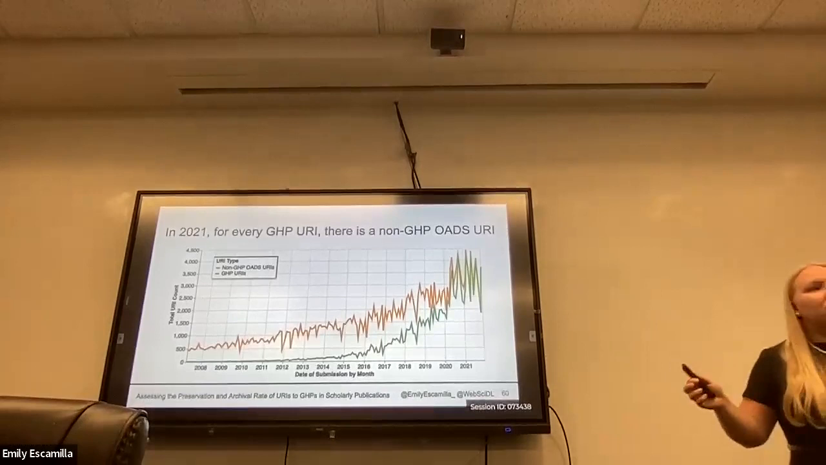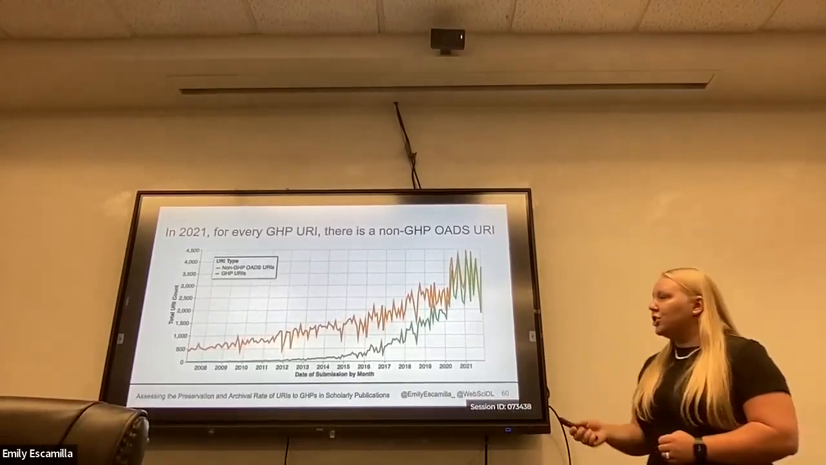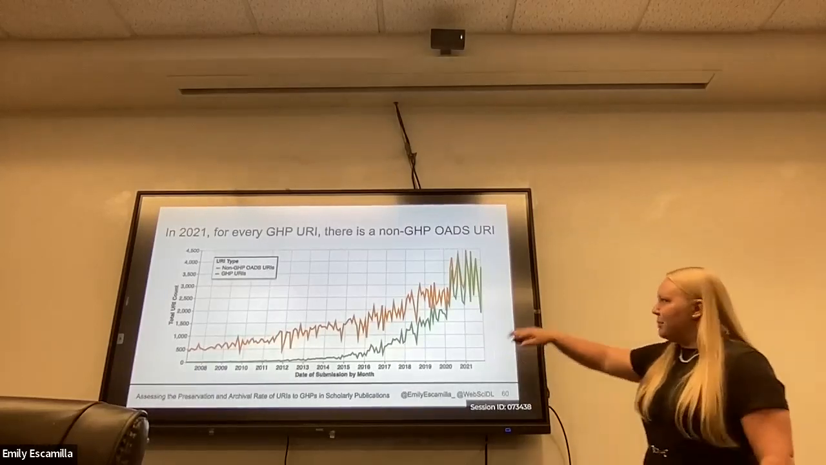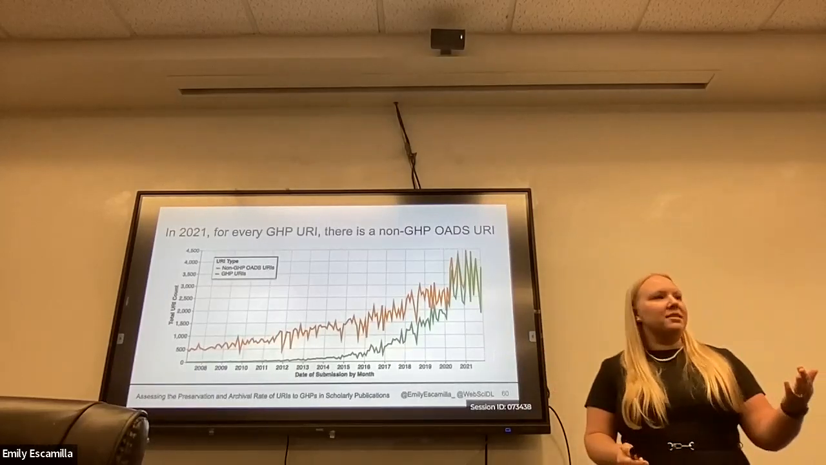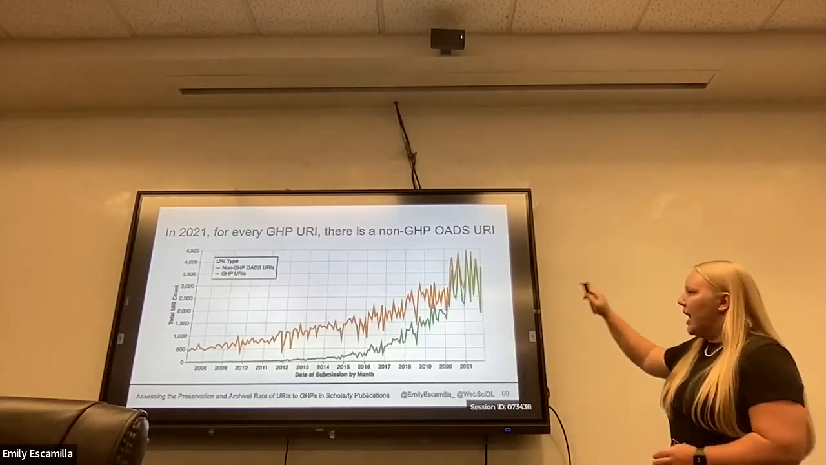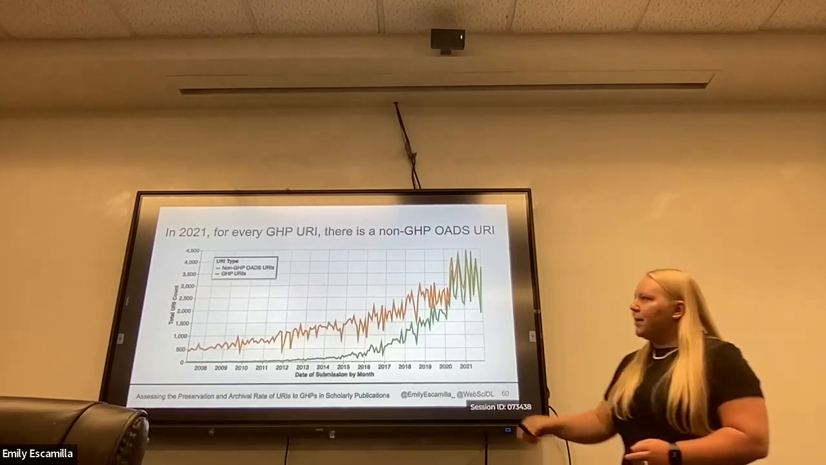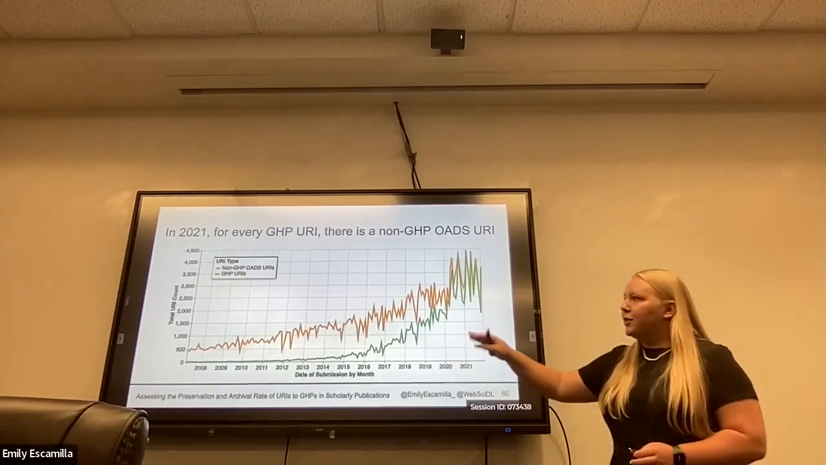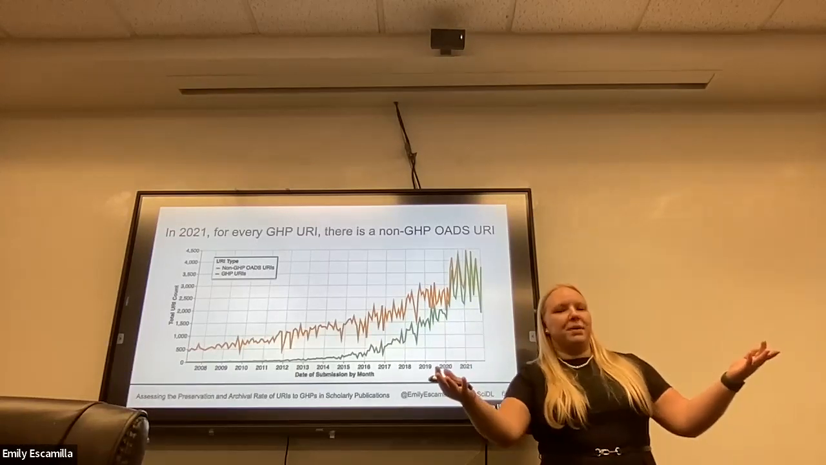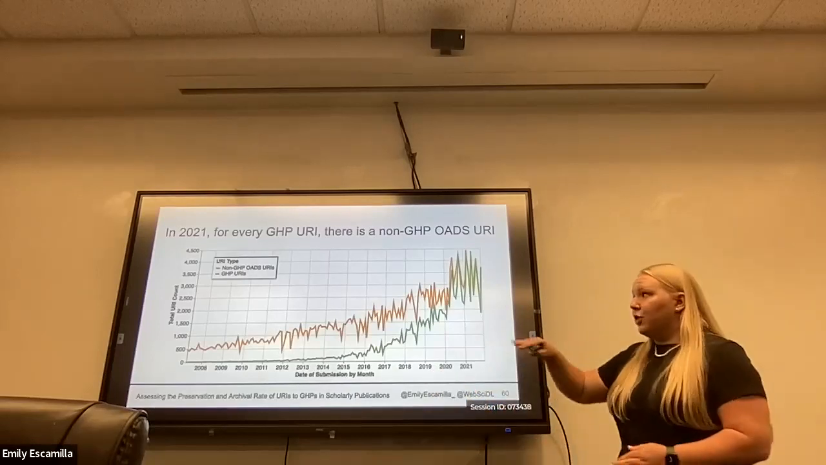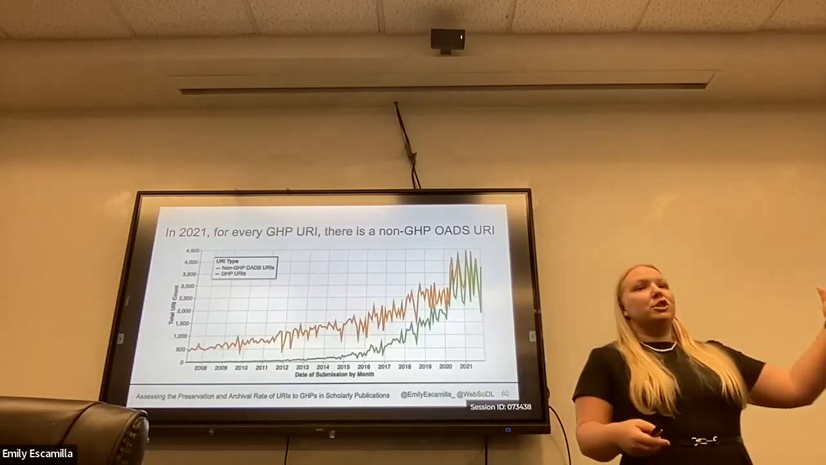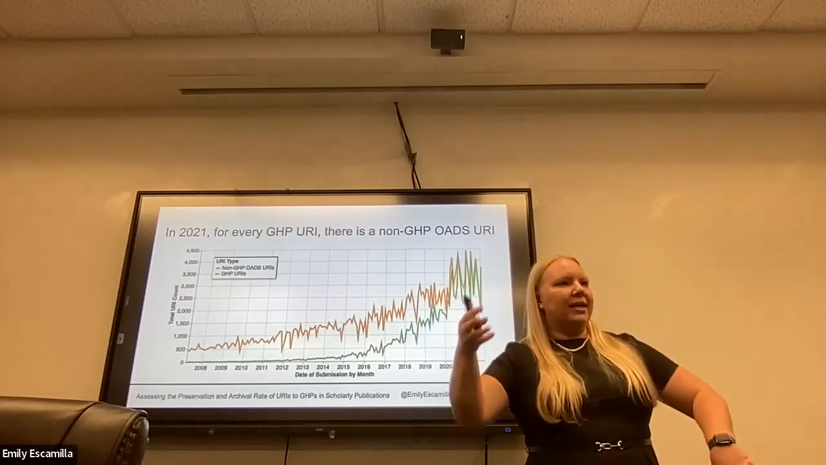So we looked at the total count of GHP URIs and non-GHP OADS URIs. And you can see, again, the same slope and the same pattern that we were seeing with our previous studies for the GHP URIs here in green starting in 2014, increasing dramatically. But starting in 2007, there's about a 500 URI difference between non-GHP OADS URIs and GHP URIs. And that has grown steadily over time. But in 2020 and 2021, we see that for every GHP URI, there is a non-GHP OADS URI.